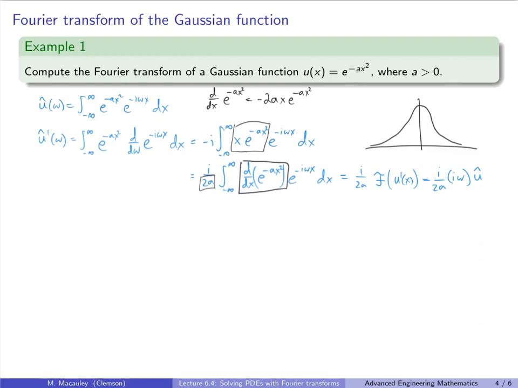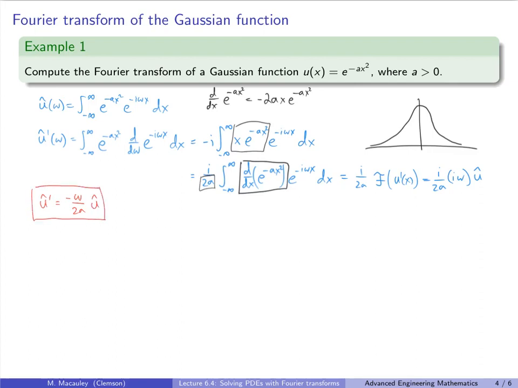So let's summarize what we have. We have the derivative of the Fourier transform of u, which is what we're trying to find, but we know the derivative is equal to the Fourier transform itself times omega over 2a times negative 1. So let me write that out. The derivative of u hat is negative omega over 2a times u hat.